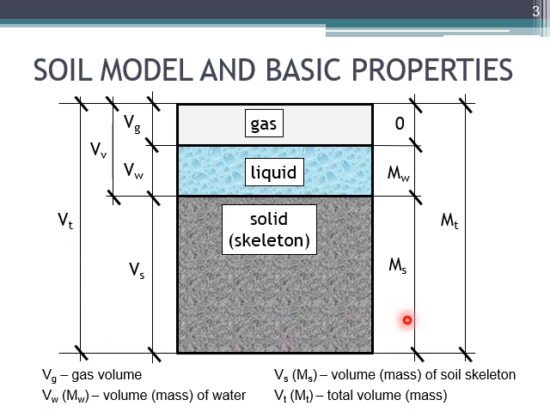Now on the right we've got masses. So mass of the skeleton, Ms, mass of the water, Mw, the gas will have no mass, so 0, and the total mass of the sample, which is the sum of the mass of the skeleton and the water, is Mt. Now using these masses and volumes, we can describe several physical parameters of soil.